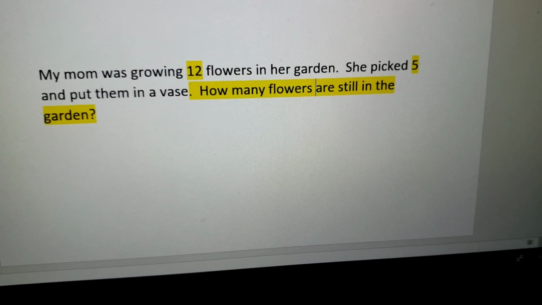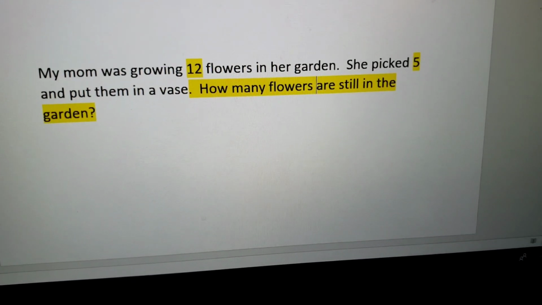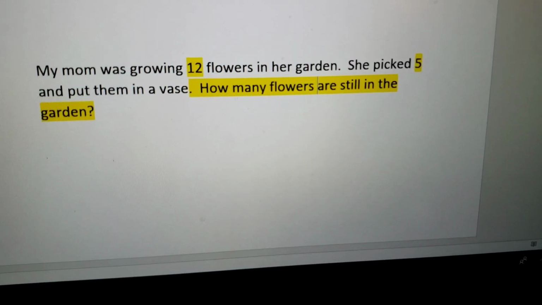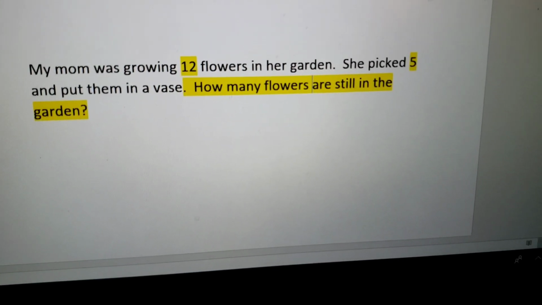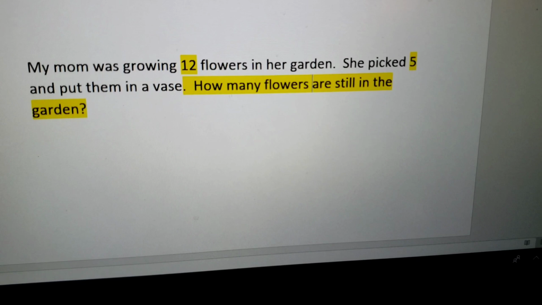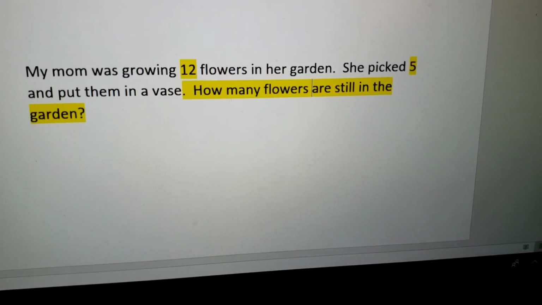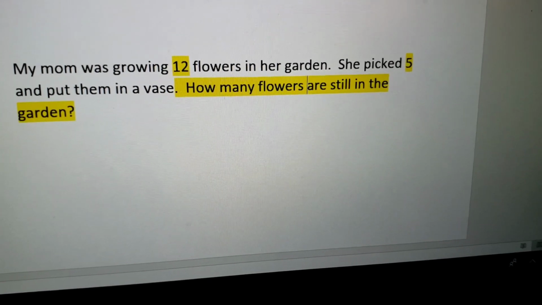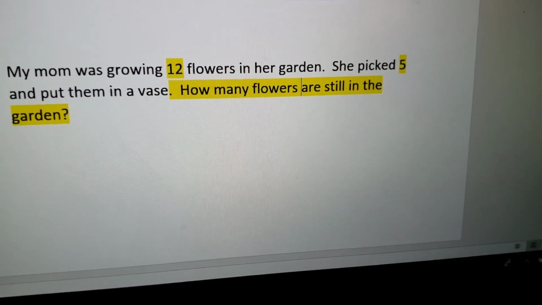My mom was growing 12 flowers in her garden. She picked 5 and put them in a vase. How many flowers are still in the garden? So we start with 12. We have 5. So those are our important numbers. 12 and 5, are we going to add or subtract?